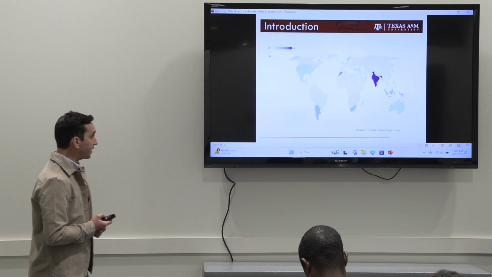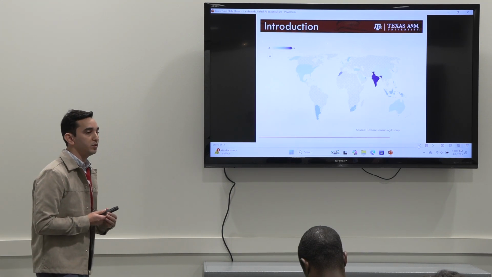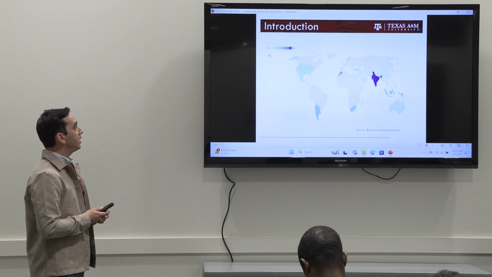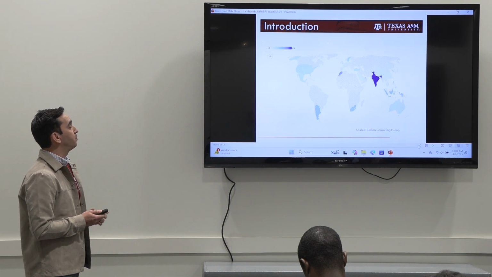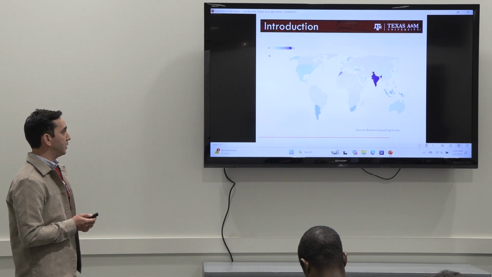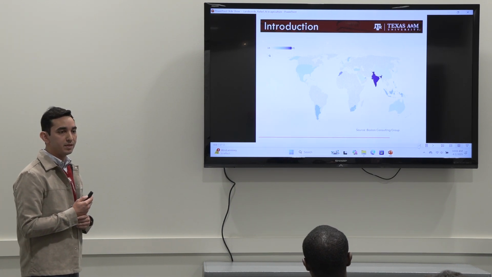So this is a map telling you where ChatGPT has been mostly used around the world. And as you can see, there are different places where ChatGPT is really popular, but there are regions in the world where it remains unknown.